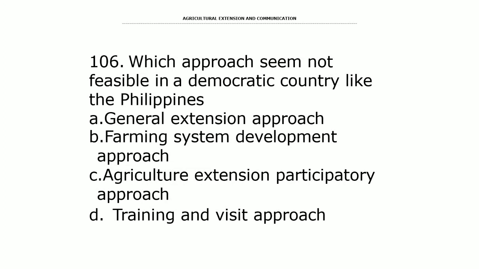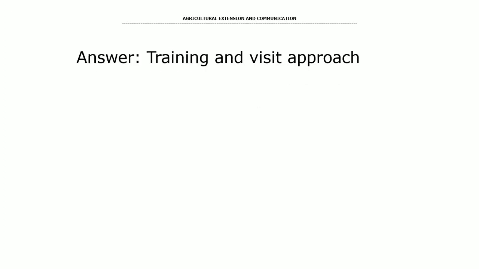Number 106. Which approach seems not feasible in a democratic country like the Philippines? A. General extension approach. B. Farming system development approach. C. Agriculture extension and participatory approach. Or D. Training and visit approach. The answer is training and visit approach.